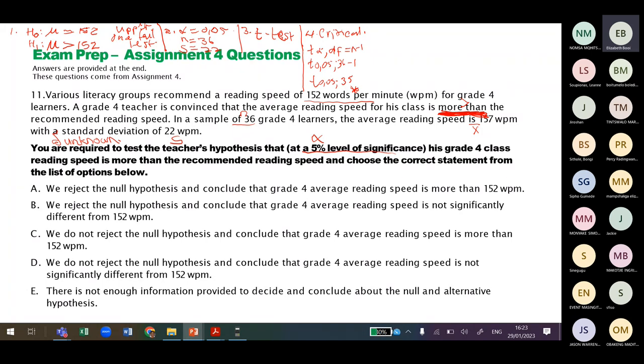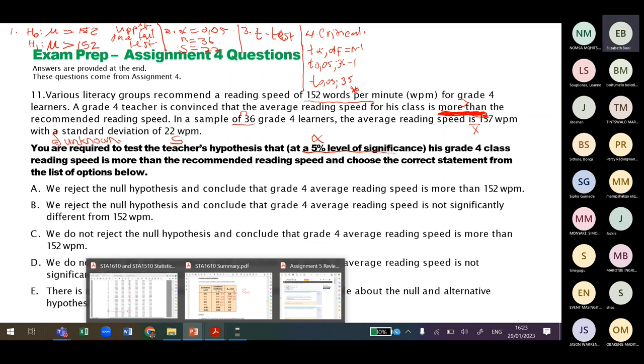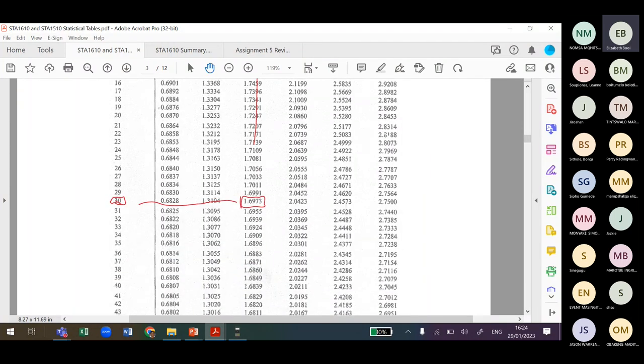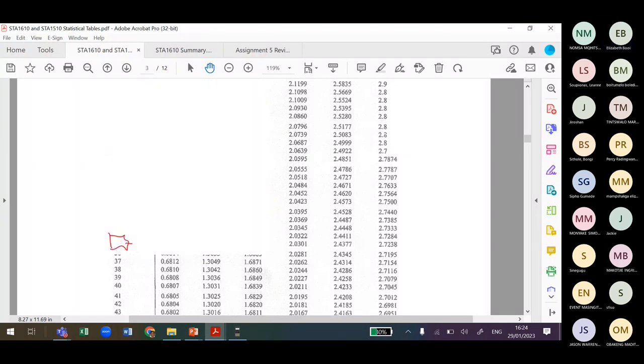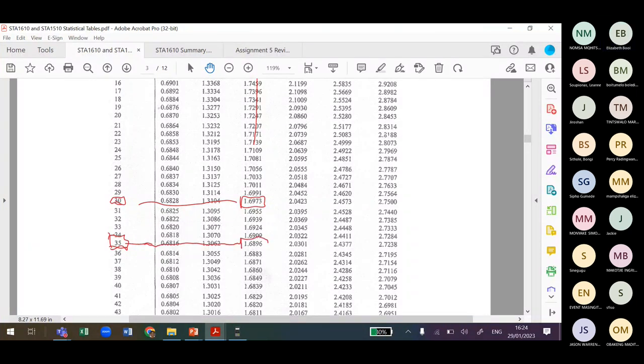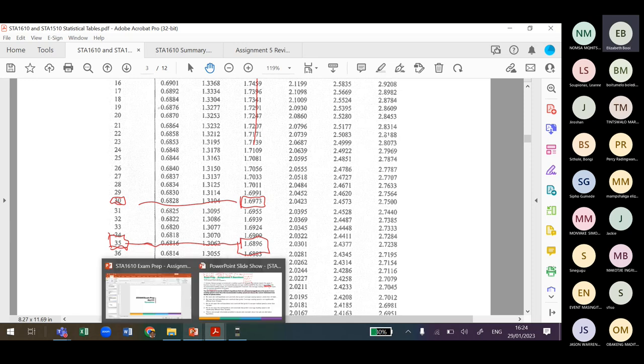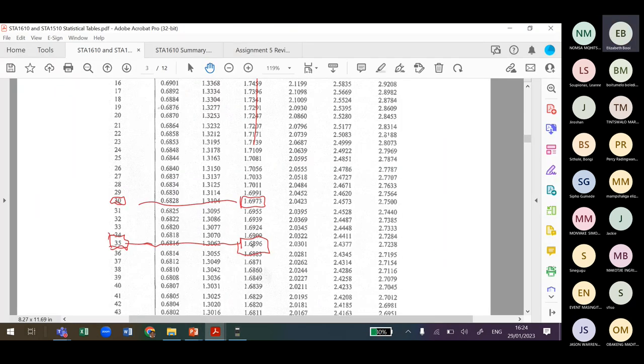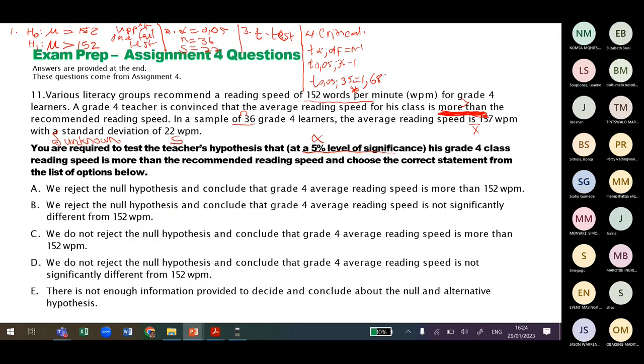Let's go find our critical value on the t table, where t is 0.05 probability and 35 degrees of freedom. The t critical value: 0.05 is our table, 35 is our degrees of freedom, and our critical value is 1.6896. So we have our critical value as 1.6896. That is step number four.